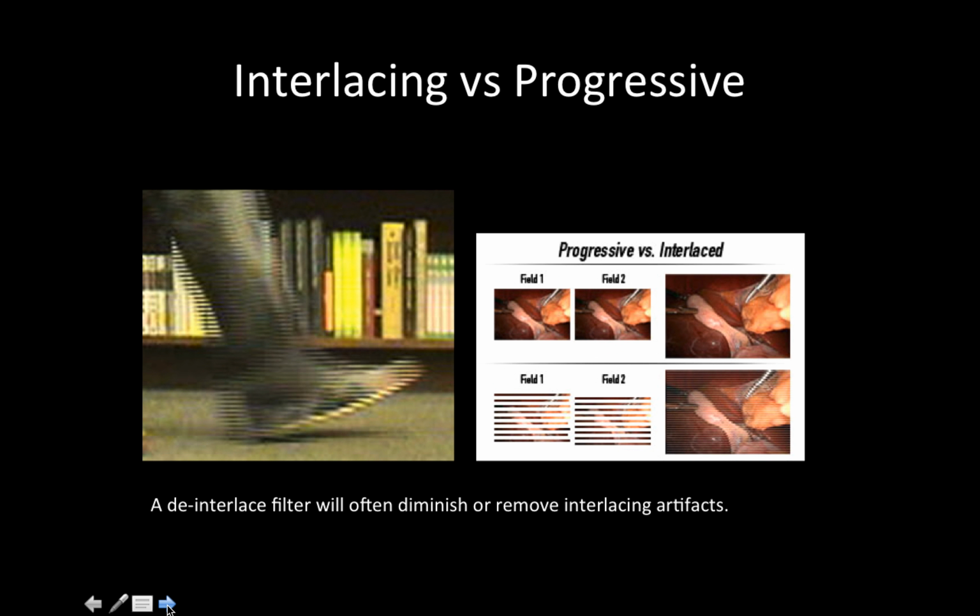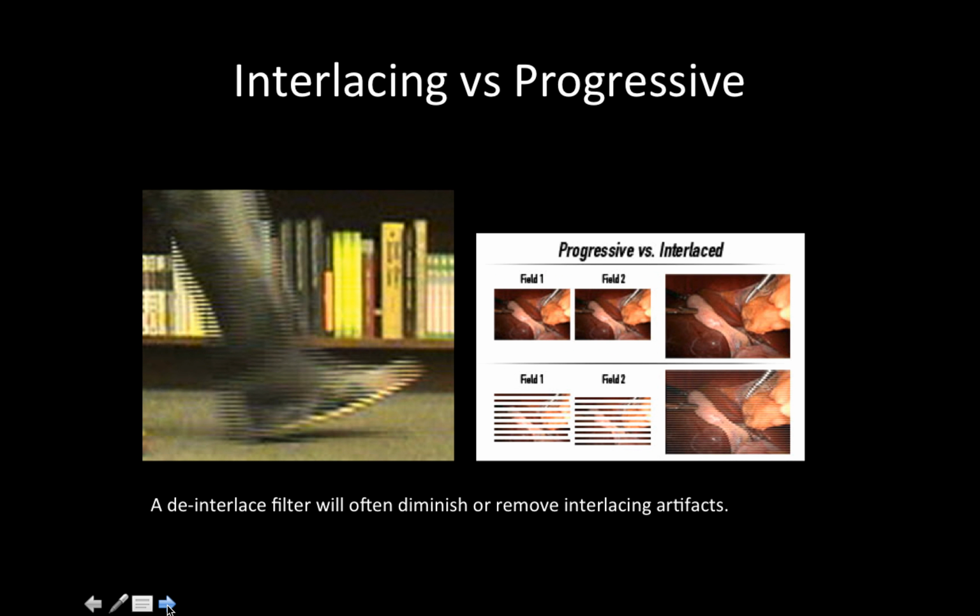And finally, interlacing versus progressive. This is something that's already come up. You've seen it on some of your cameras where they ask you for 1080i or 1080p. They're talking about interlacing versus progressive. And just to give you a little background, because we still will see the artifacting from it, to understand why we see it and what it is.